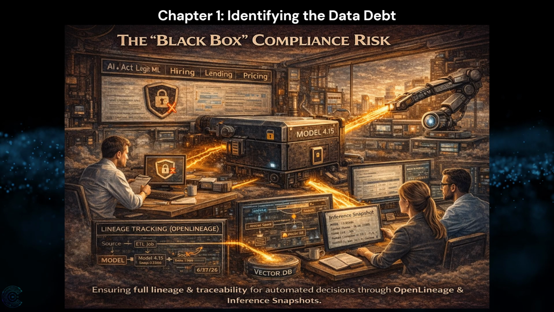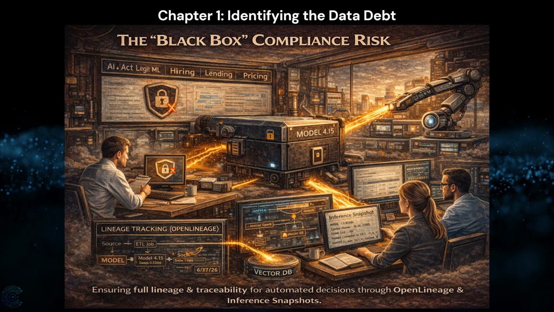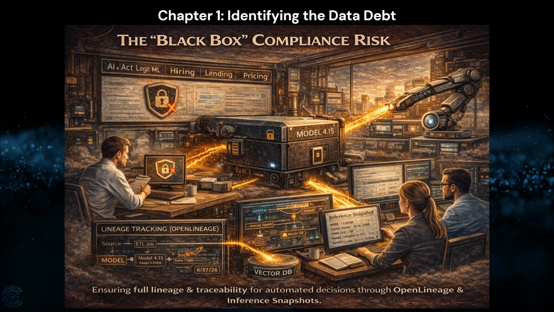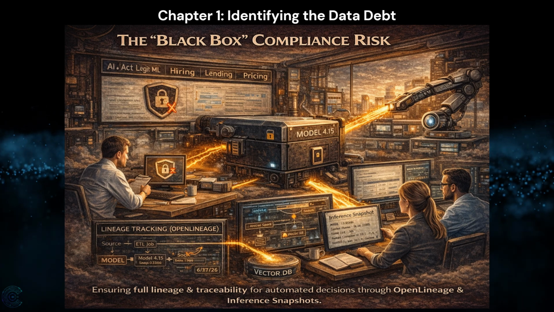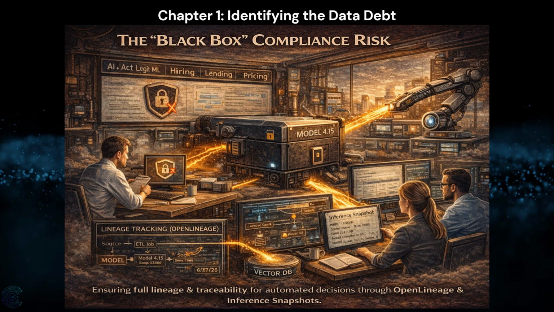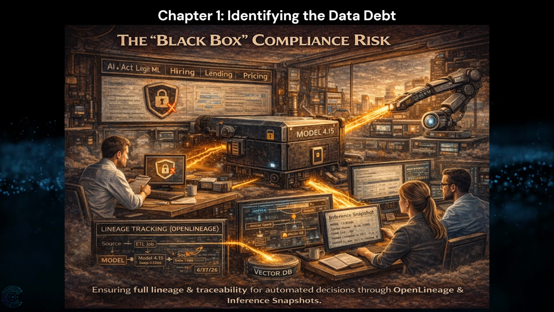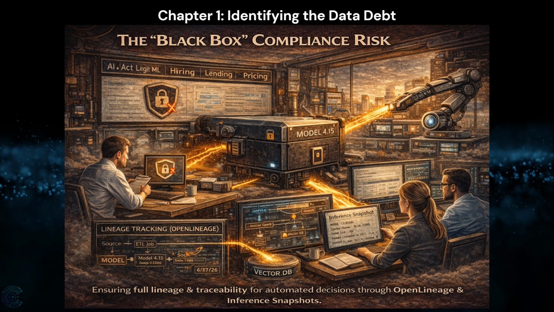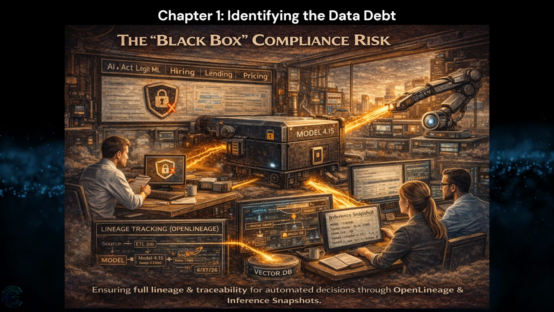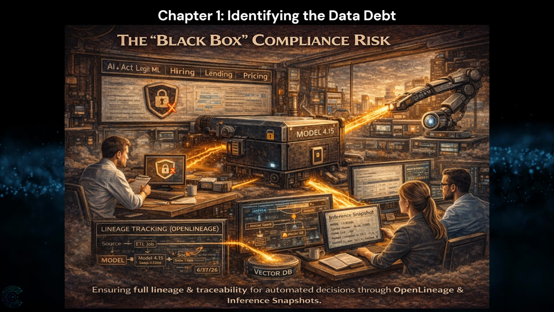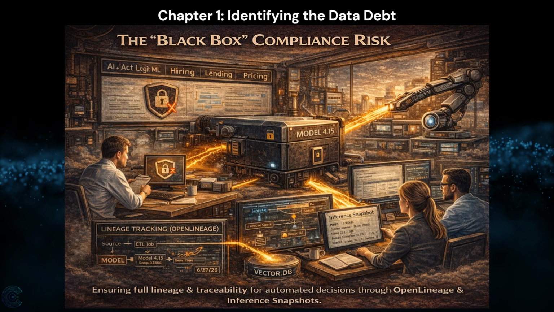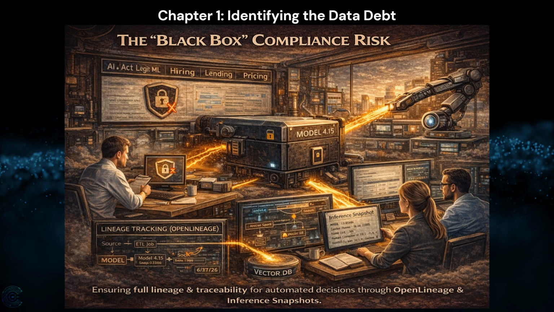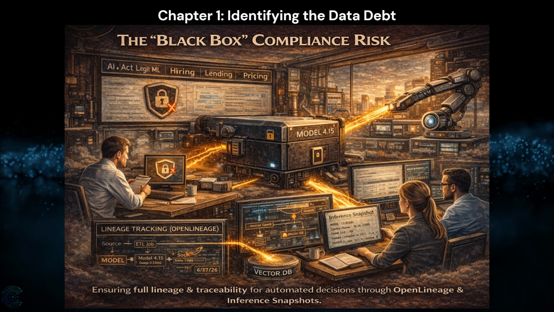The black box compliance risk. Problem: lack of provenance and explainability for automated decisions. Situation: organizations deploy AI models that influence hiring, lending, or pricing without a clear paper trail. When an auditor asks why a specific decision was made, the organization cannot produce the exact snapshot of data used for that specific inference. Task: ensure full traceability and provenance to comply with the EU AI Act and industry-specific regulations.